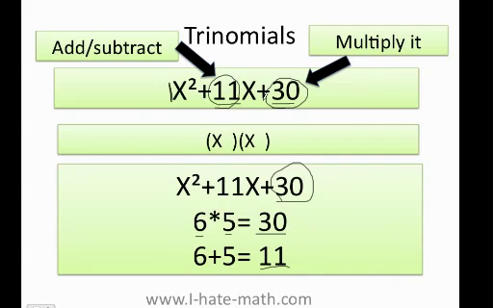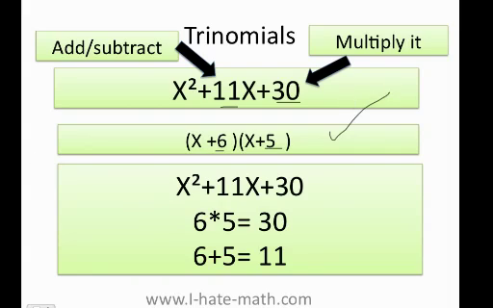Since they are both positive, my answer is just going to be plus 6 and plus 5. You can always test it, and you do 6 times 5 equals 30. 6 plus 5 equals 11, and your answer is correct.